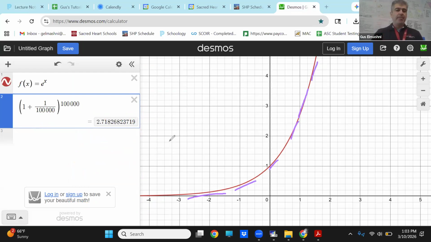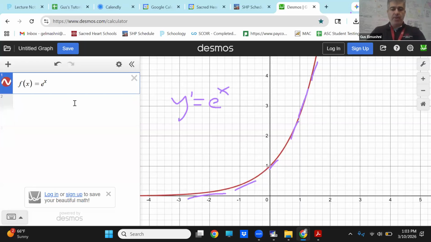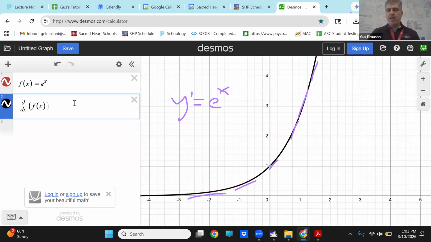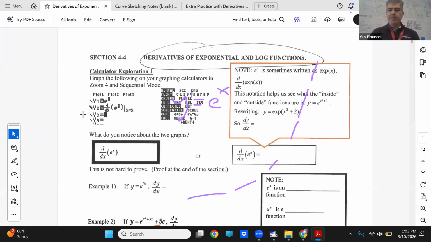So what's happening is that the values of the derivatives are the same as the y-coordinates of e to the x. If you were to actually derive this, which we will, the derivative of e to the x is just e to the x. It's the same thing. In fact, if I tell Desmos to graph d over dx of f of x, it coincides. So the derivative of e to the x is e to the x, one of the easiest derivatives you'll ever see.